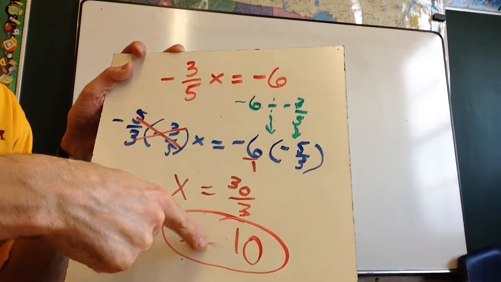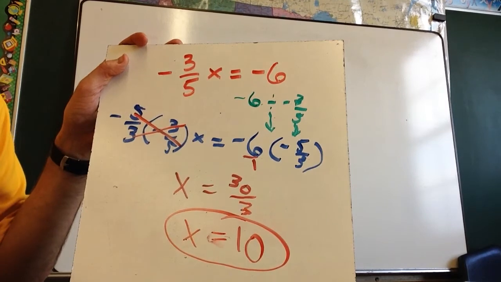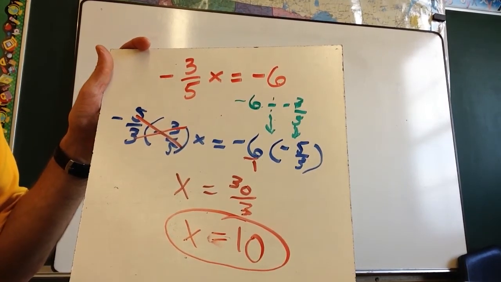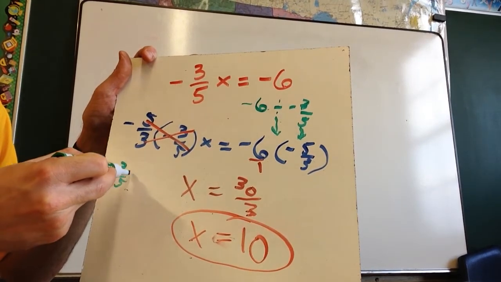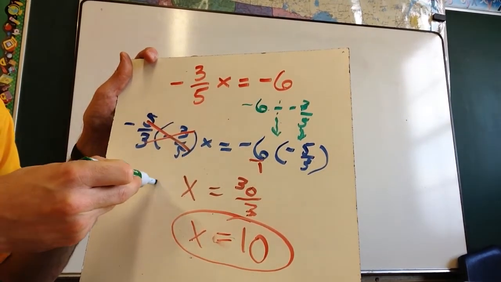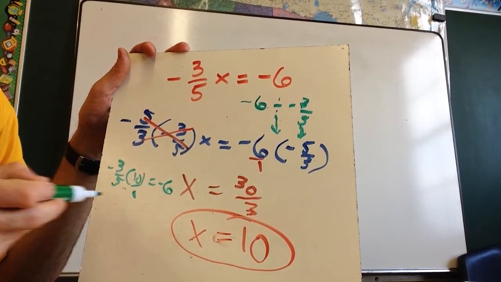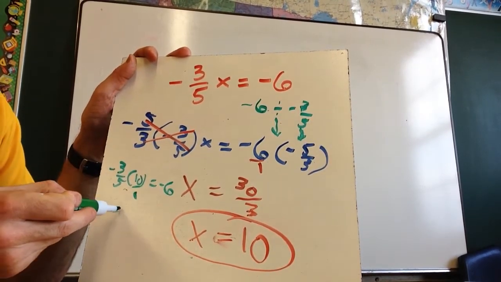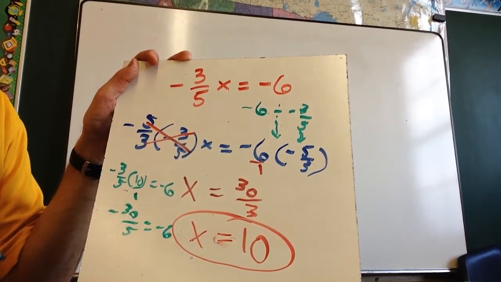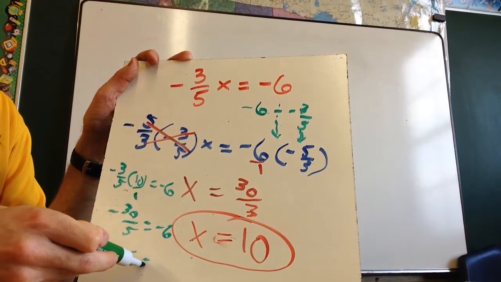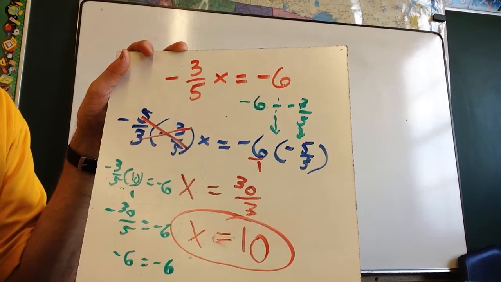Now, again, what I want to do is check my answer. So, I want to put a 10 back up here and make sure that this is going to work. So I go negative 3/5 times 10 equals negative 6. Well, negative 3/5 times 10, remember this is the same as 10 over 1, so it's negative 30 over 5 equals negative 6. This becomes negative 6 equals negative 6. Obviously that statement is true, means that this answer is correct.